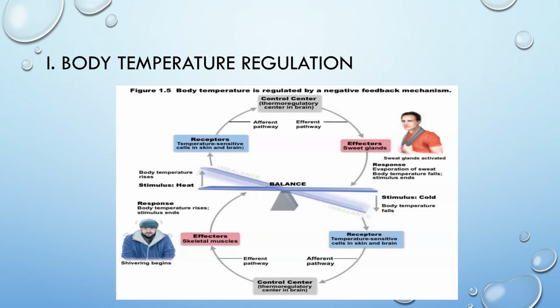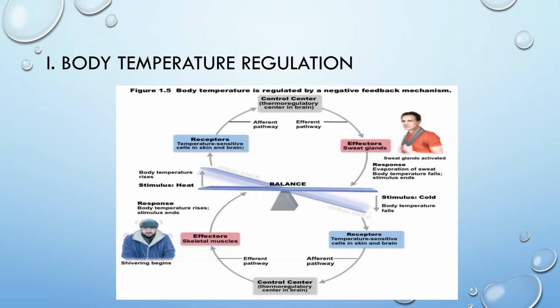The first one is body temperature regulation. I will discuss this in detail later when I discuss thermoregulation, but here just to introduce the concept of negative feedback. So for example, what happens if we are exposed to a cold stimulus? In order to maintain homeostasis, which is maintaining a constant body temperature of 37 degrees Celsius, our body temperature does not fall towards the ambient temperature.